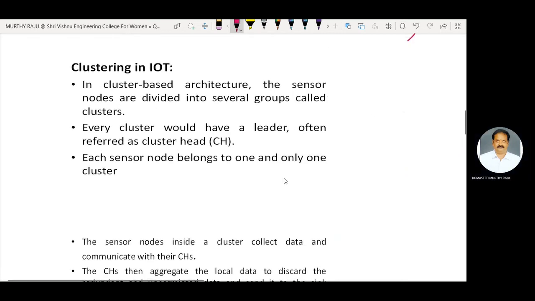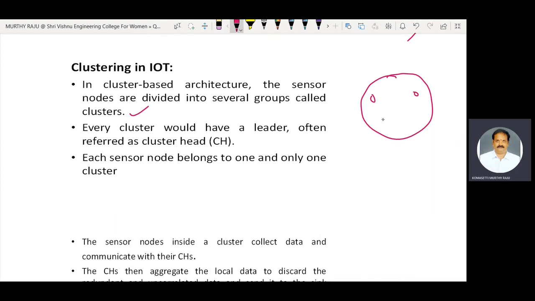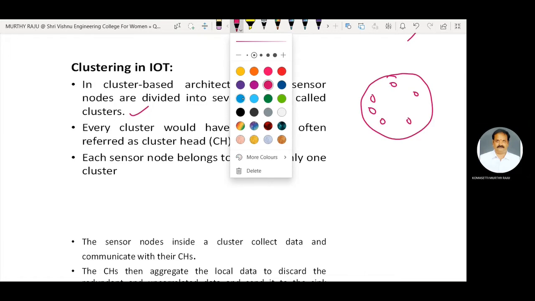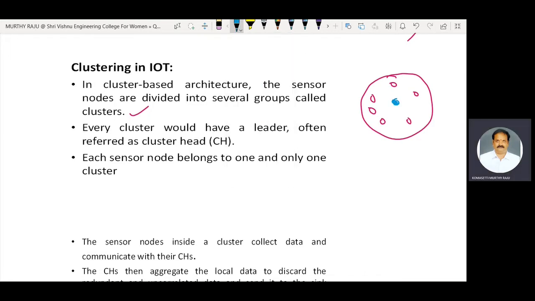Next, clustering in IoT. In cluster-based architecture, the sensor nodes are divided into several groups called clusters. Every cluster would have a leader, often referred to as cluster head. Each sensor node belongs to one and only one cluster. This one is the cluster. These are the sensor nodes. This one is the cluster head.